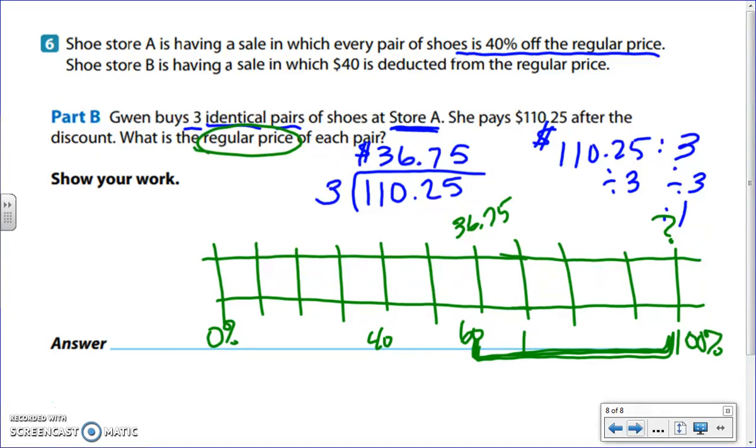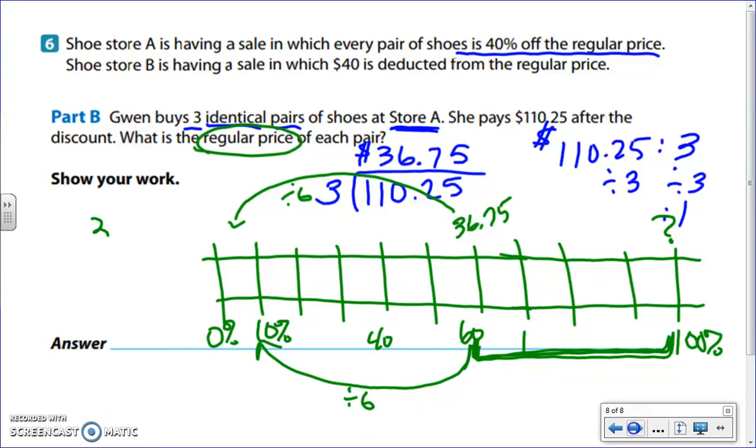So we can do this a lot of different ways. In the past, what we've done is we've tried to figure out what 10% was, and that was pretty successful. So we can do that. Let's try to figure out what 10% of the full price is. When I change from 60 to 10, I divide by 6. So I'm going to divide $36.75 by 6 to figure out how much 10% would cost.